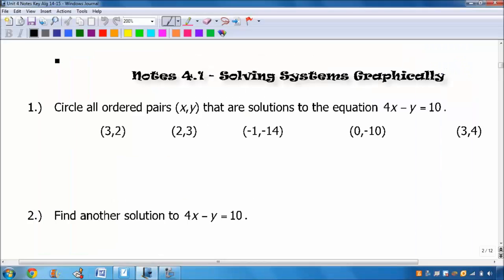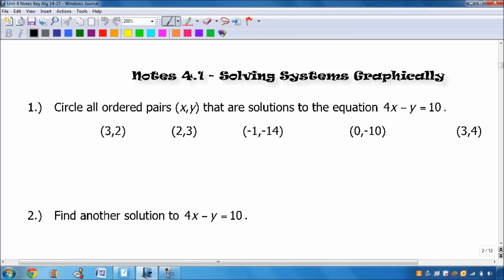Okay, notes 4.1 are on solving systems of equations graphically. By the time we're done with this unit, we will learn how to solve systems of equations using several different methods. Today's lesson is on solving them by graphing. Before we do that, let's look at question number 1. Circle all ordered pairs that are solutions to the equation 4x minus y equals 10.